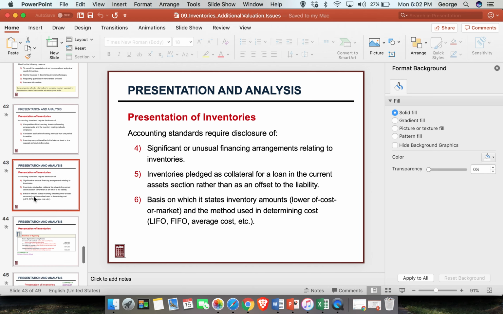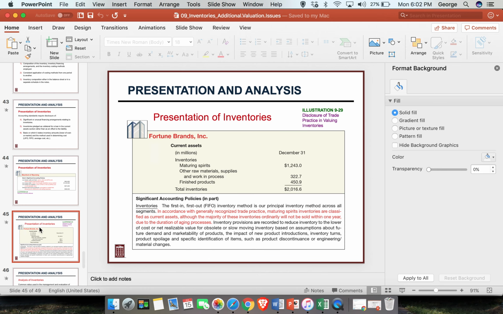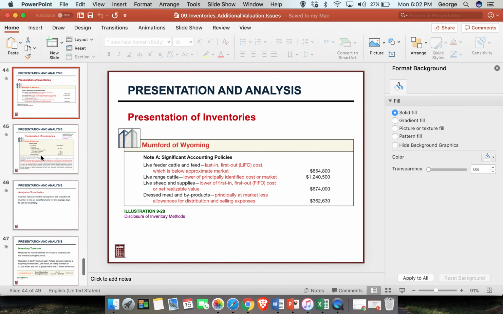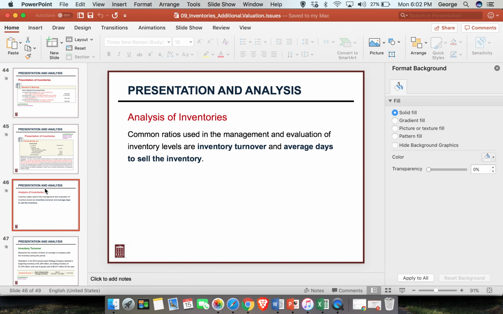All right, so a little bit more here is just an example. You can look at that on your own, of Fortune Brands in Wyoming, of their presentation of their inventories. And then we have finally some common ratios used in evaluating companies.